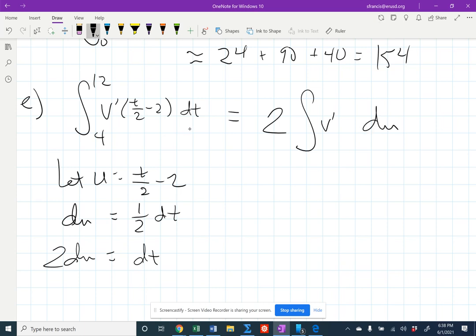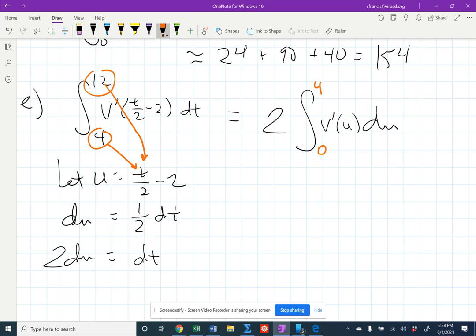So I'm going to use that 2 and then du over here. I have v prime of u right here. Now I'm going to change my limits of integration. If you watch the video for this, I'm going to put 4 in for t here. 4 divided by 2 is 2 minus 2 is 0. And I'm going to plug the 12 in over here. 12 divided by 2 is 6. 6 minus 2 is 4.